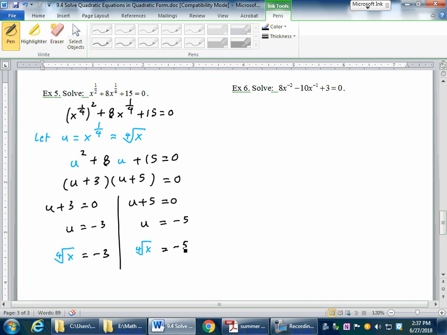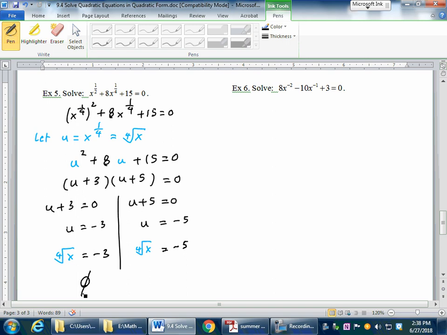And remember that if the index is an even root, the outcome will always be positive. So therefore, in this case, for the first case, the fourth root of x is equal to a negative number. That cannot happen, so there is no solution. Similarly, for the second part, fourth root of x is equal to negative 5. And remember, even index, the outcome is always positive, so this cannot be equal again. So therefore, my final answer is no solutions for this.